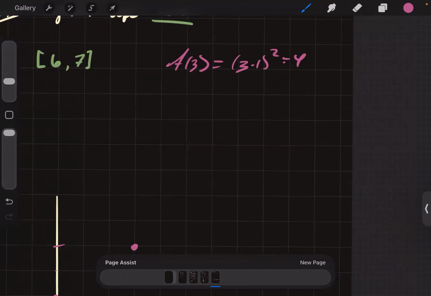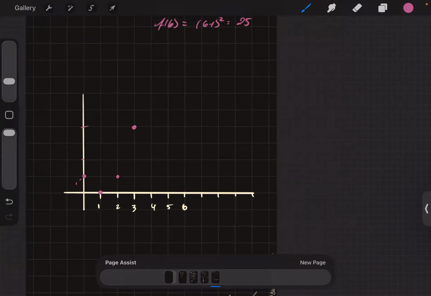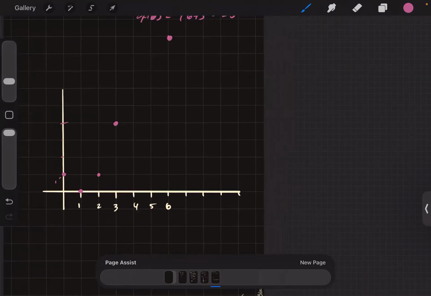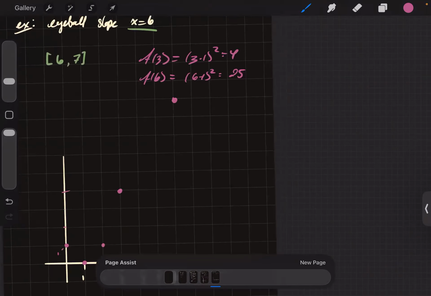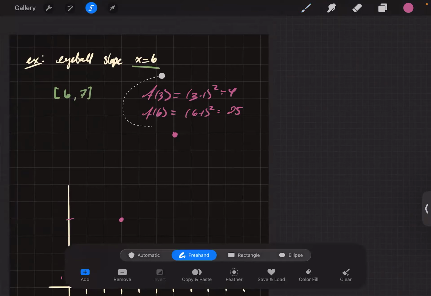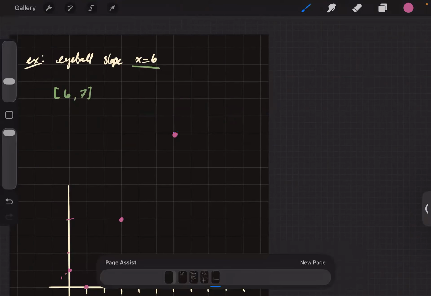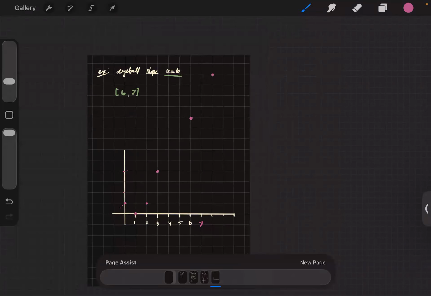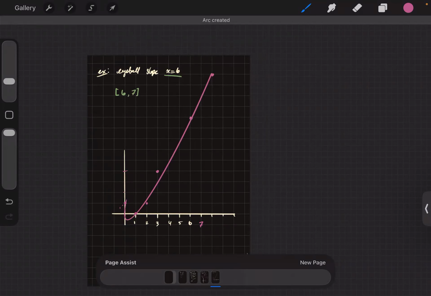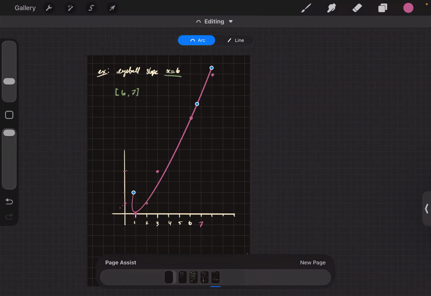And then at 6, you have 6 minus 1 squared, which is 25. Let's say 25 lives up here, right? And then at 7, you have 36. So 36 is up like here somewhere, right? So we know that the slope is supposed to look kind of positive, so that'll be a good sanity check if we goofed up.